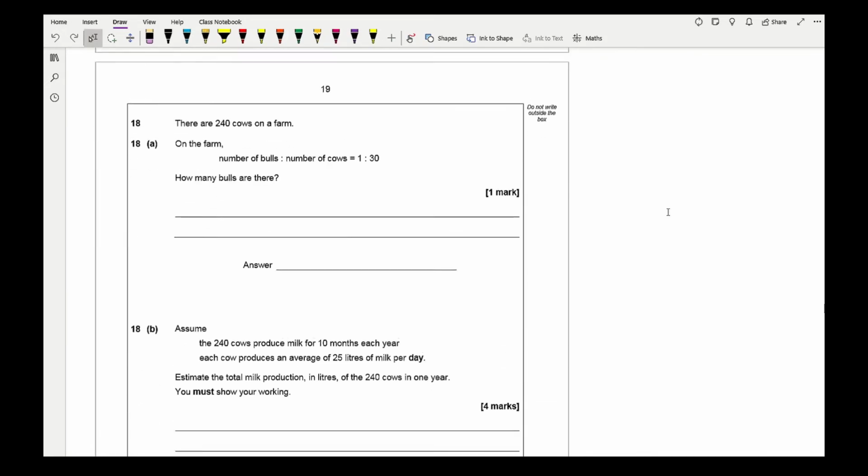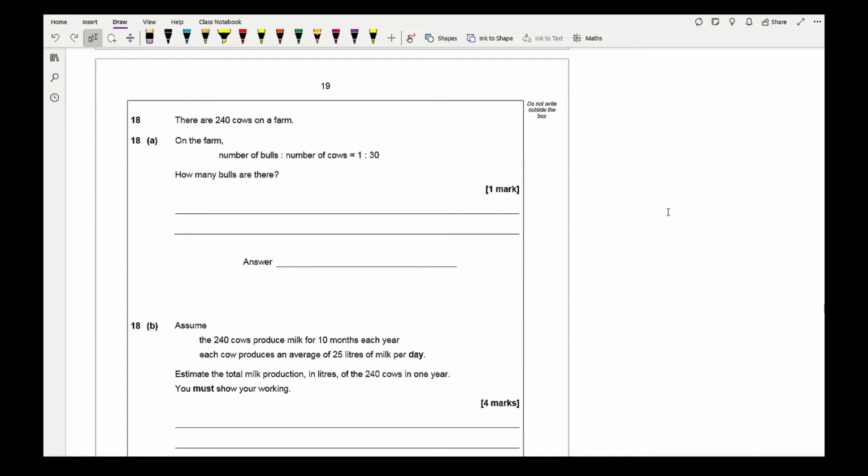So then moving on to question 18, it says there are 240 cows on a farm. On the farm, the number of bulls to the number of cows is 1 to 30. How many bulls are there? So looking at this, we've got bulls and we've got cows, and the ratio is 1 to 30. So if this is 240, we need to work out what this number here is. So you think to yourself, what do you have to multiply 30 by to get 240? Well, you can always do the opposite, divide the two numbers together, and basically we need to times by 8. So then what we need to do is do the same to this. So 1 times 8 is going to give me 8.